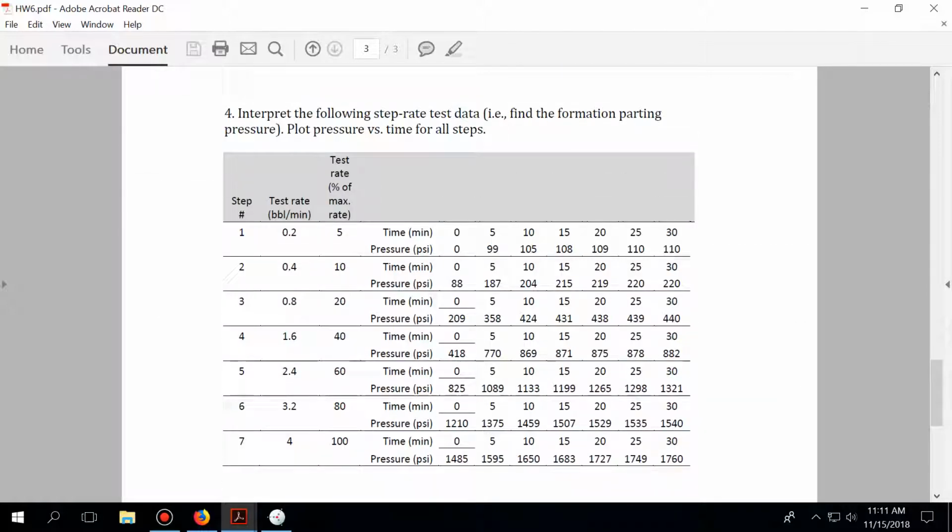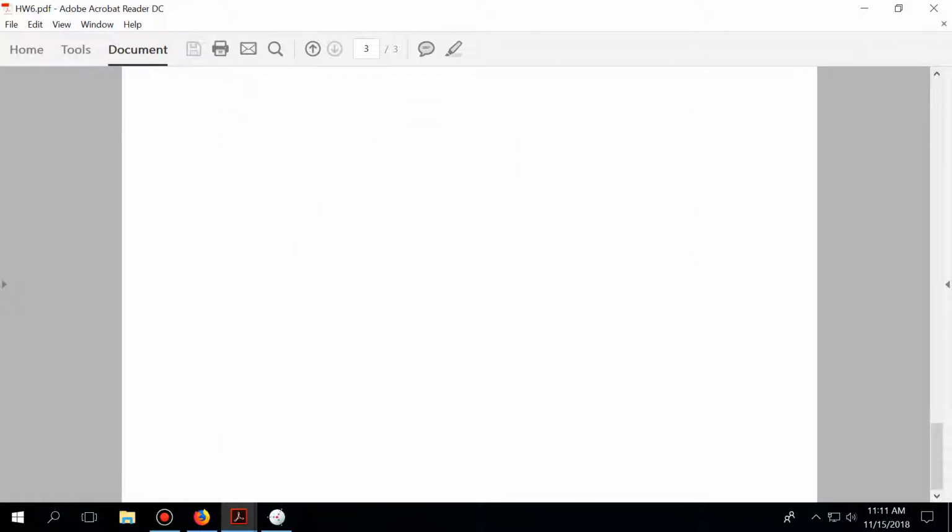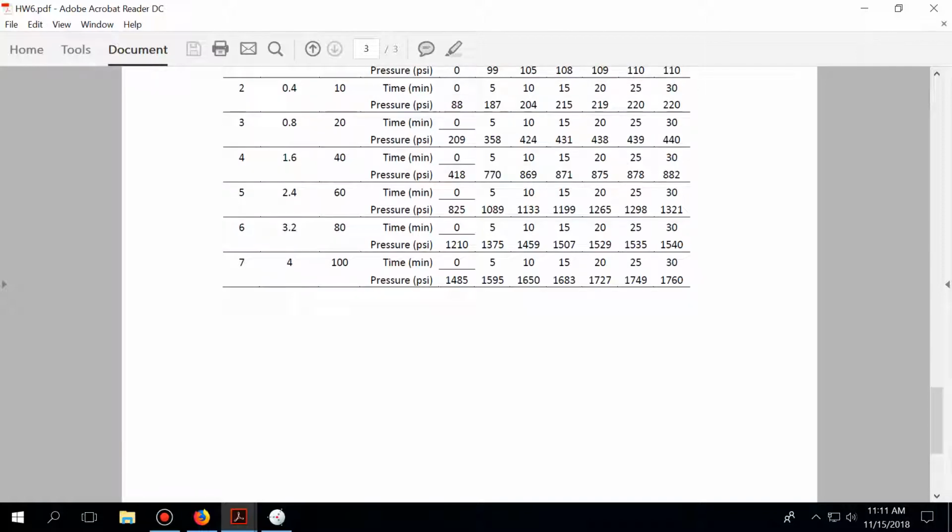And the last one is a step rate test. For this step rate test, I want you to plot all of these lines, okay? You will see that all of those correspond to an unsteady state process, and at some point you need to pick a pressure out of that and plot pressure as a function of injection rate, and you'll get the solution for the formation parting pressure. I know that some of you weren't here on Tuesday, but everything you need to solve this homework is in that lecture on Tuesday, which I already uploaded on YouTube.